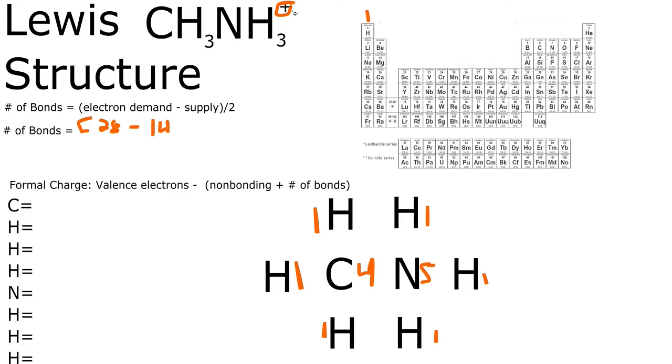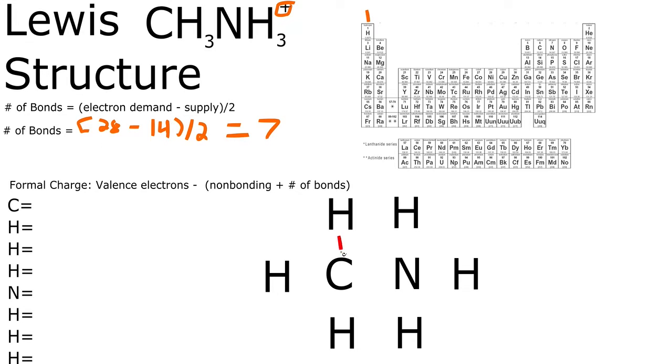If it was a negative, we would be adding it because electrons are negatively charged. So since we have a positive right here, we're losing a charge. That's why we're subtracting. So it's 28 minus 14 divided by 2. And we'll find that equals 14 divided by 2, which is 7. So we need 7 bonds here. So let me clean this up real quick. Okay, there we go. So we're going to have 7 bonds.